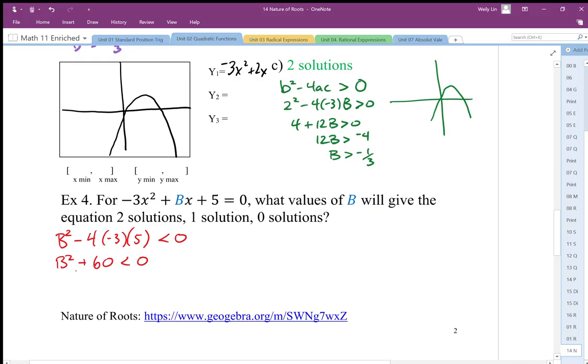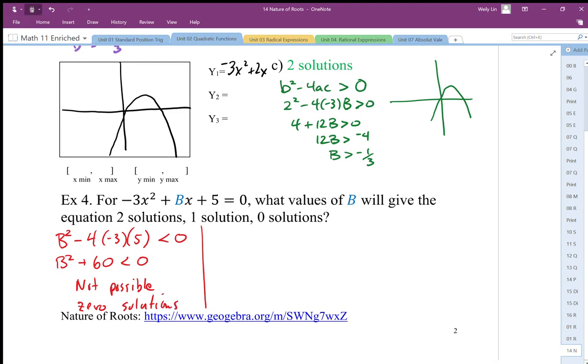So in this case, b squared plus 60 can never be less than 0. So this is not possible. So it looks like this is always going to give us a solution. Okay, there's always going to be a solution. So 0 solutions is not possible. And this is 0 solutions.